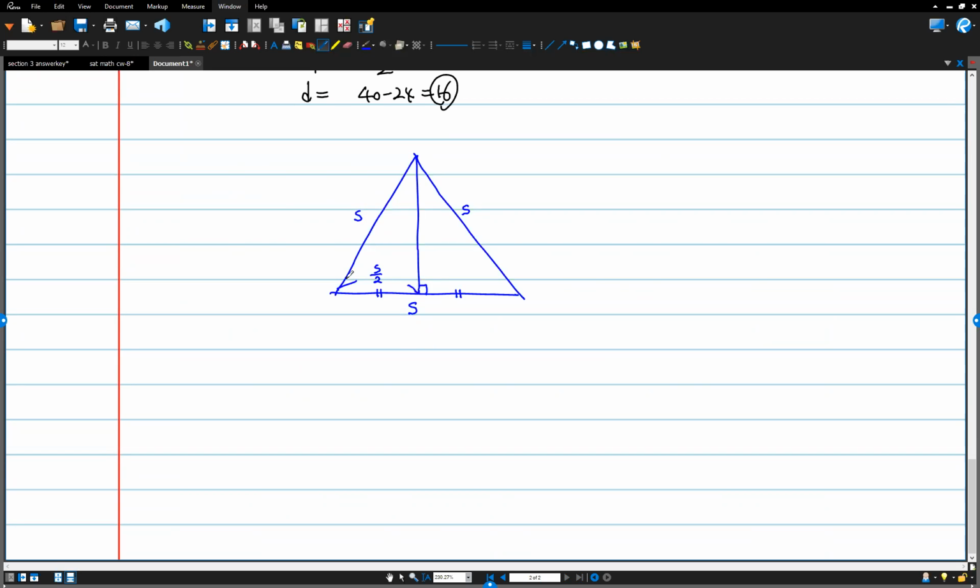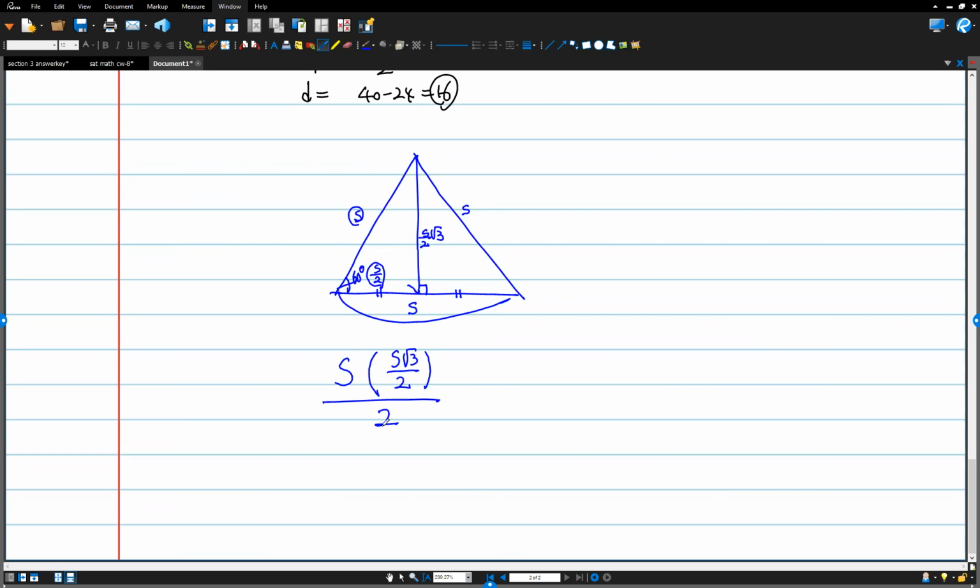But we know that this is 60 degrees. That's why S is half of this one. Special triangle. Height is what? S over 2 times rad 3, right? Just multiply by square root 3. That's the height. Then what is the area of this equilateral triangle? Base is S. S times height is S rad 3 over 2, and divided by 2, isn't it?